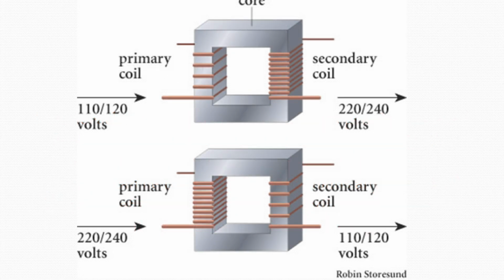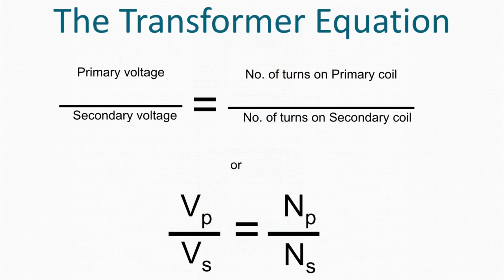We're going to now look at step-up and step-down transformers. We can use the transformer equation given here to calculate an unknown voltage. This is given to you in the exam and you're not expected to remember it. It is primary voltage divided by secondary voltage is equal to the number of turns on the primary coil divided by the number of turns on the secondary coil.